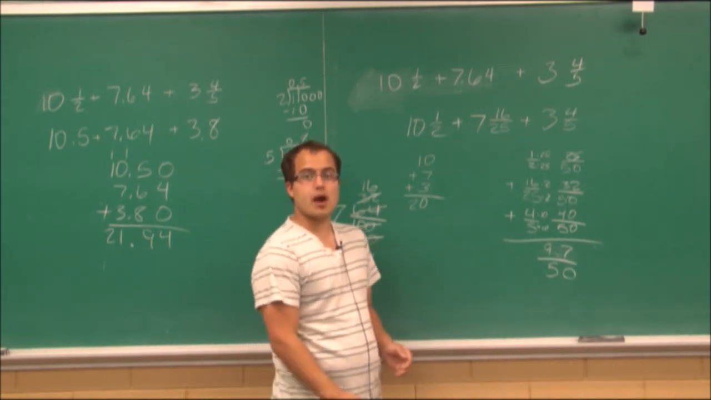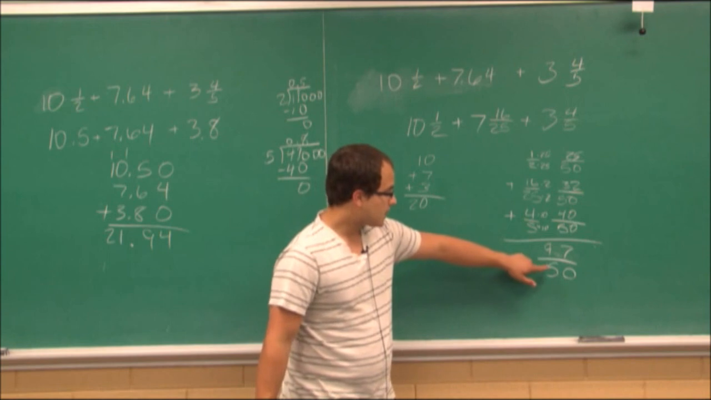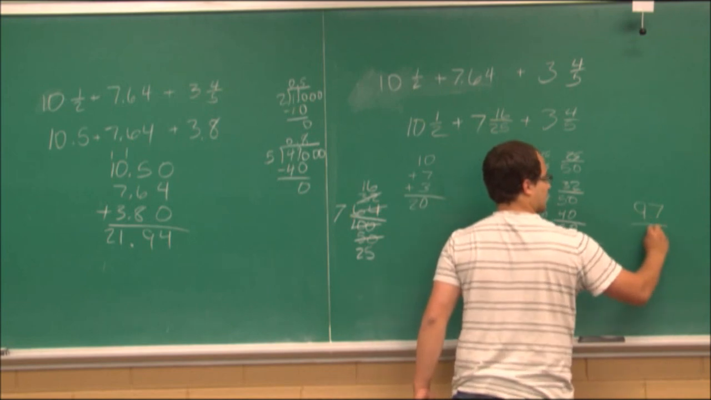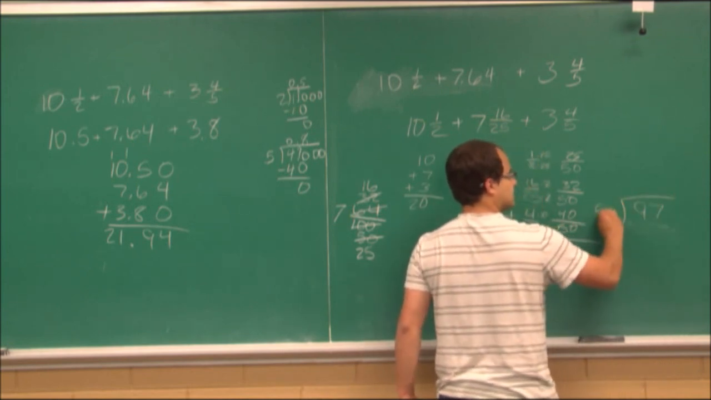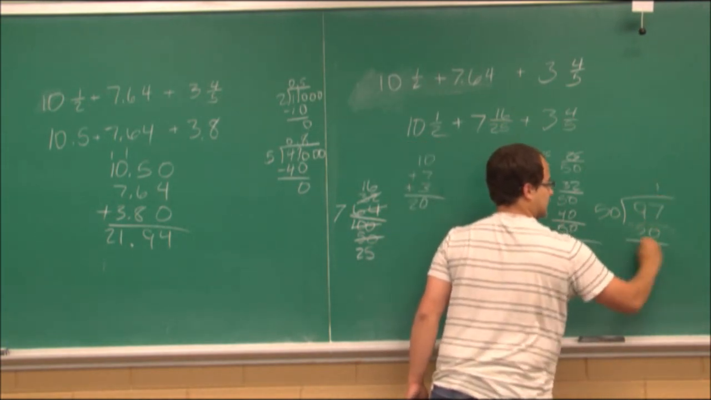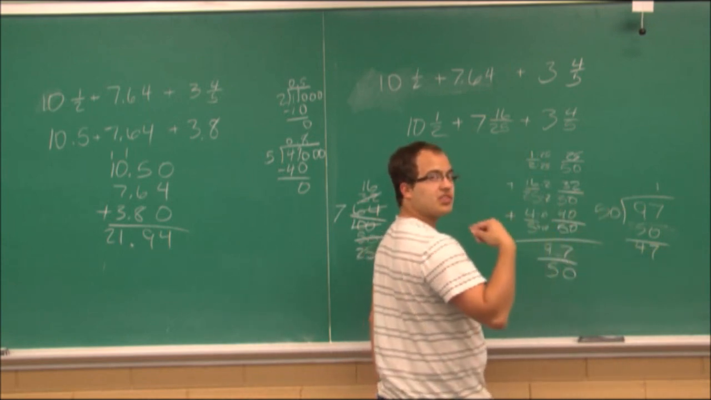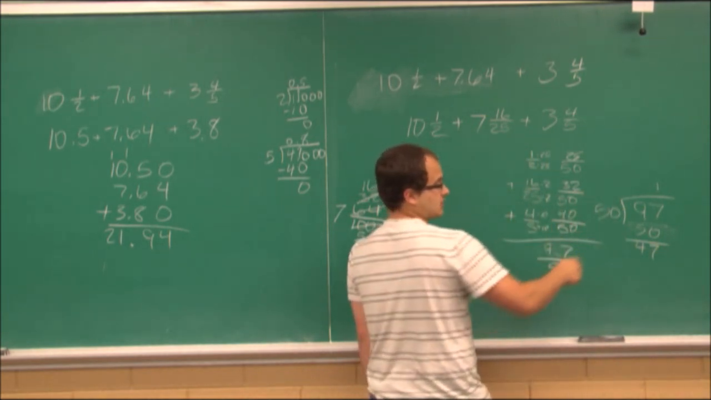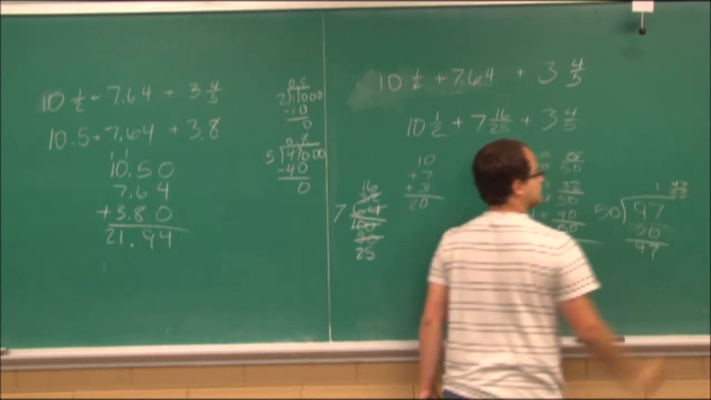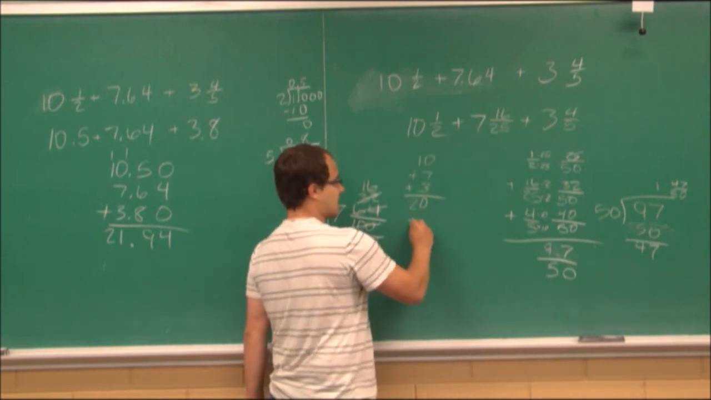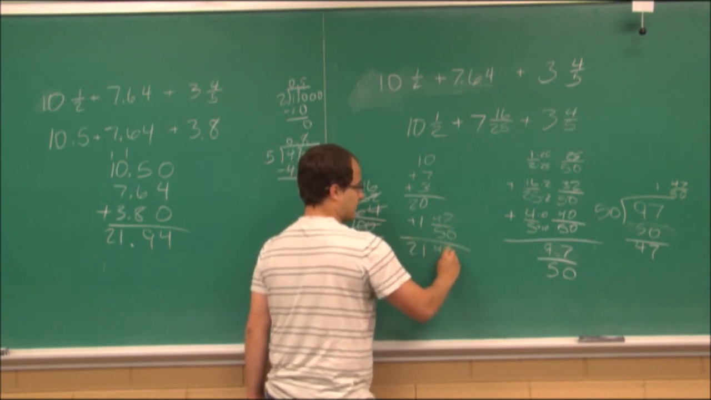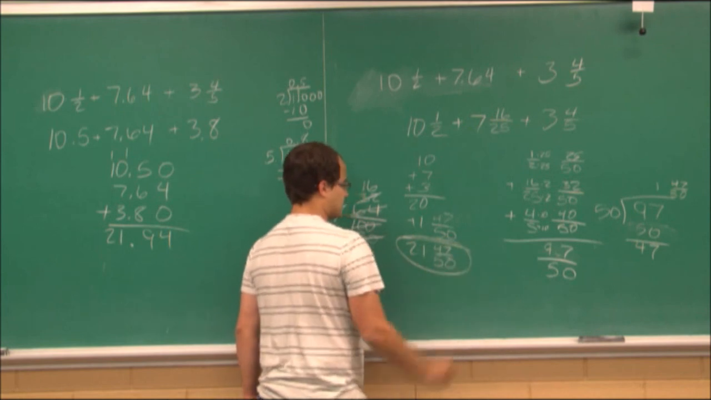Now this is still an improper fraction, so what you have to do is do the division. So 97 divided by 50. Well, it goes into there once. And then with fractions, we don't keep going as we did with decimals. Now this is just going to be 47 over 50. So if I add that to this now, plus 1 and 47 over 50, you get 21 and 47 over 50. And that's our final answer.